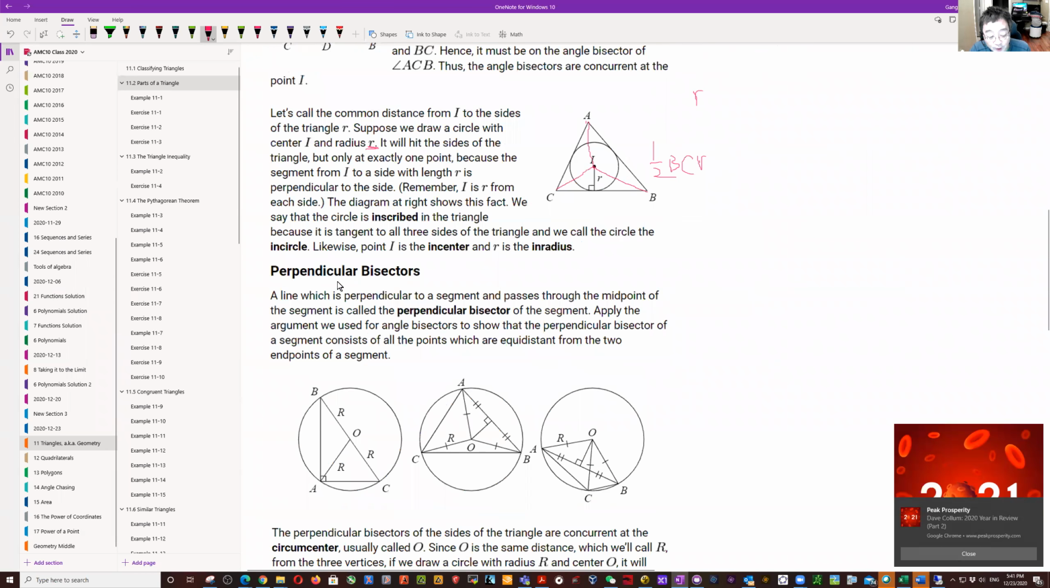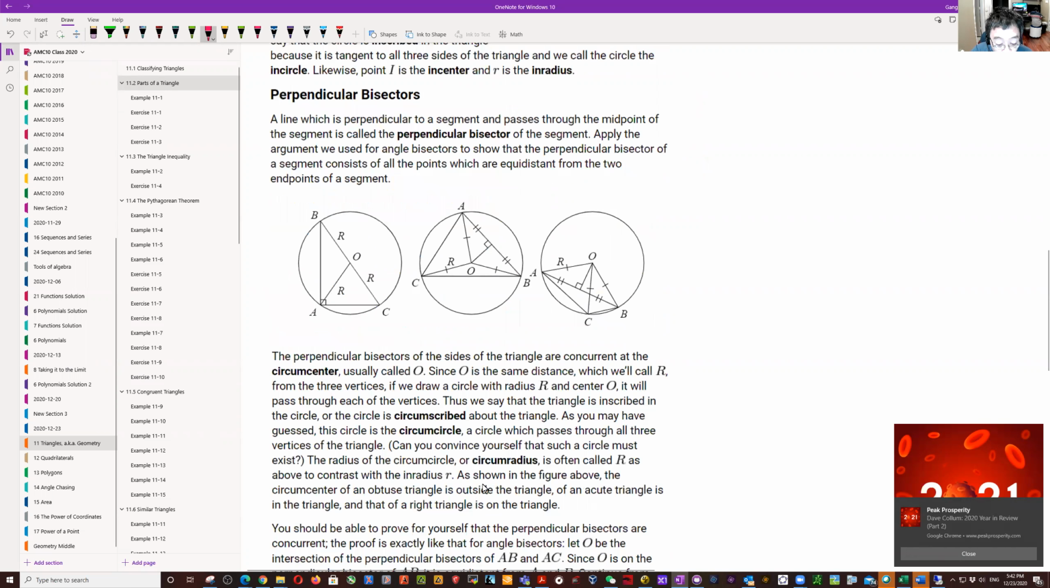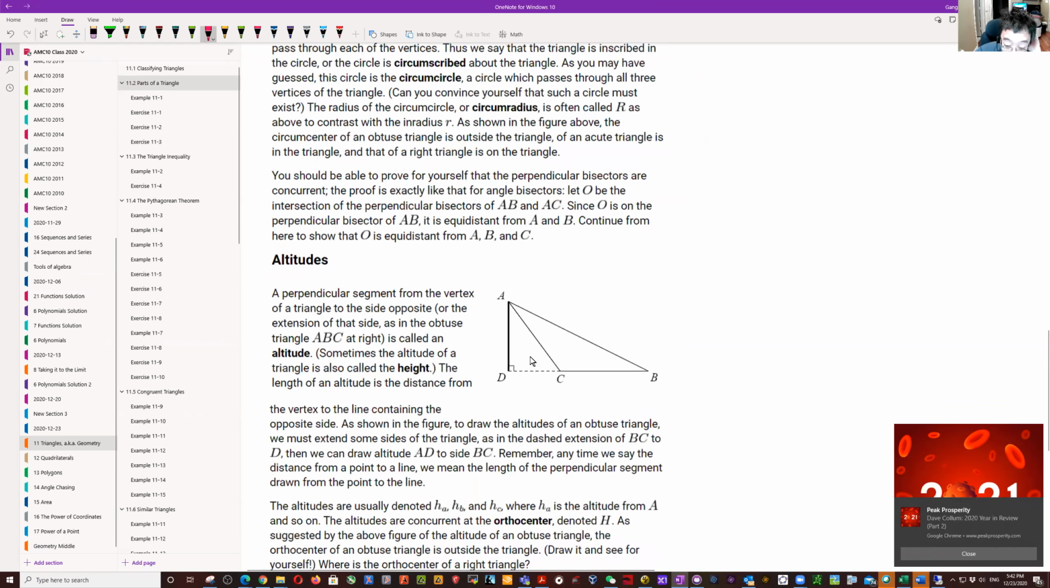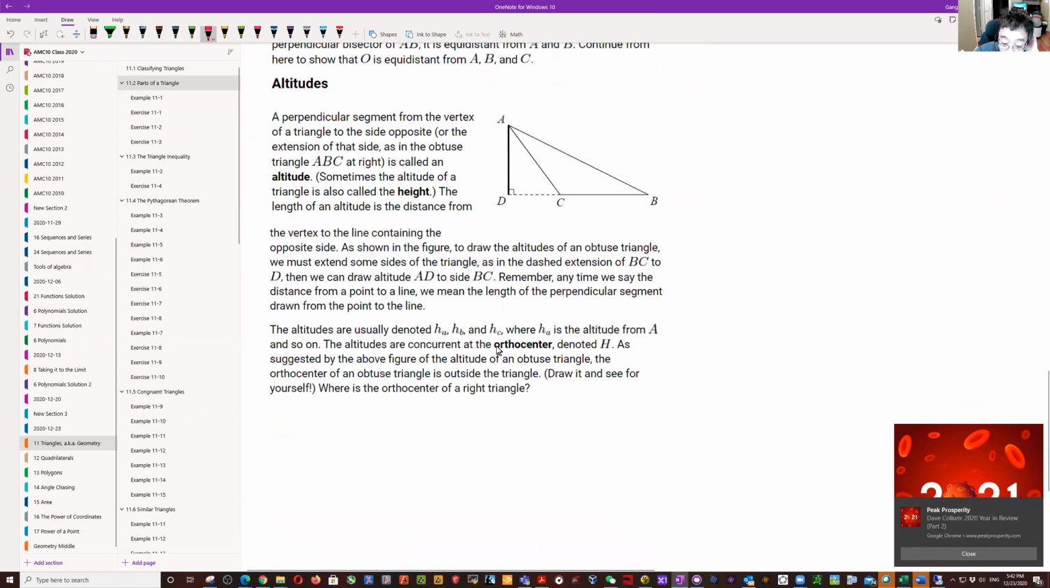And then we have the perpendicular bisector. And the perpendicular bisector will create a circumcircle. This is the incircle. So basically, around the triangle, we have 2 circles. One is the incircle, one is the circumcircle. And then we also have the altitude. The altitude also has a center.